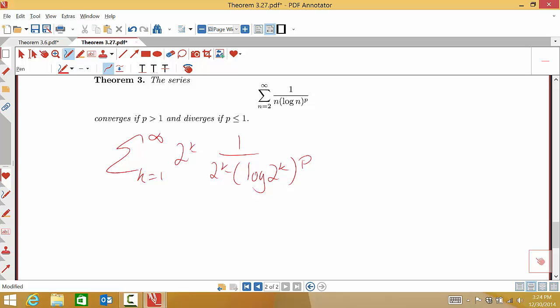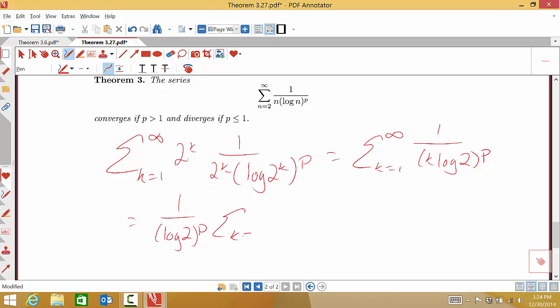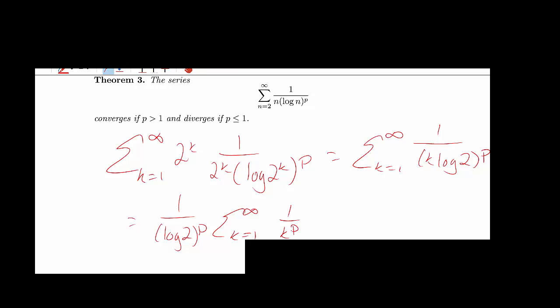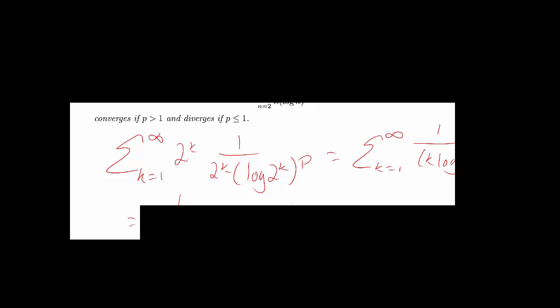Now what we need to do is a little bit of rearranging. These 2 to the k's we can cancel out. This is going to be exactly the sum k equals 1 to infinity, 1 over, we'll have log 2 to the k, so we can use some properties of logarithms, make that k log 2 raised to the p. Well, now we can distribute this out. 1 over log 2 to the p comes out in front. That's just some number times the sum k equals 1 to infinity, 1 over k to the p. And then this follows simply from our p-series test that we just proved.